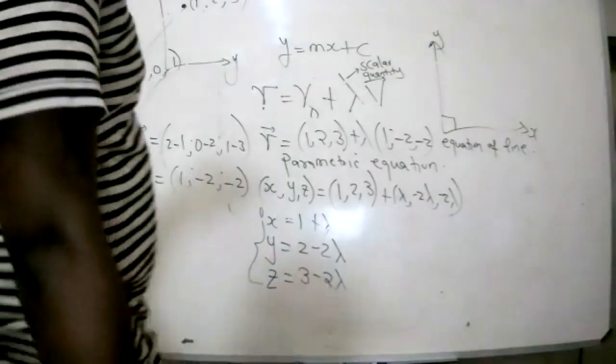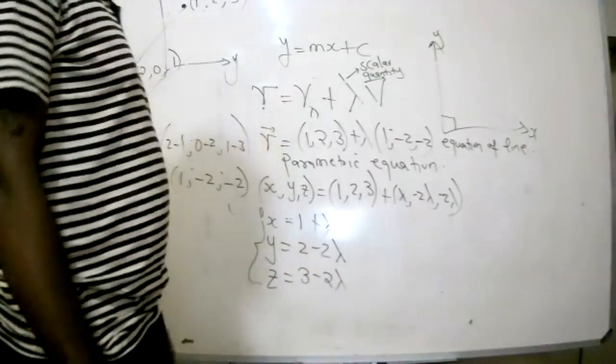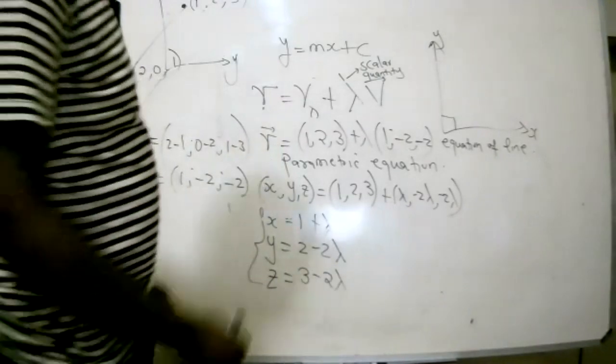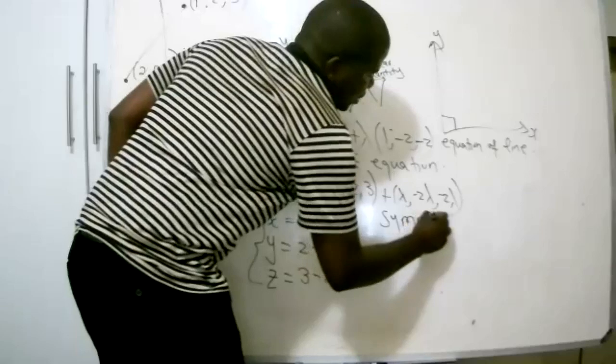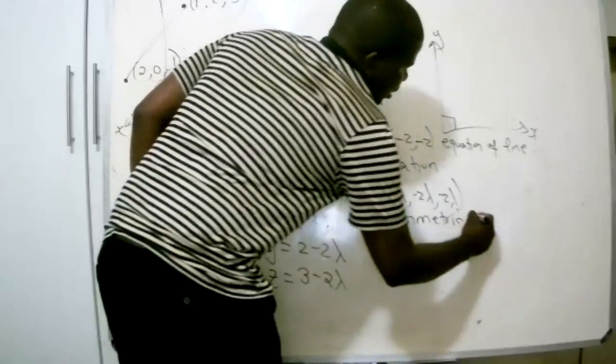We can find the symmetric equation after the parametric equation. Oh, okay. So now the symmetric equation. And this is how we obtain the symmetric equation.